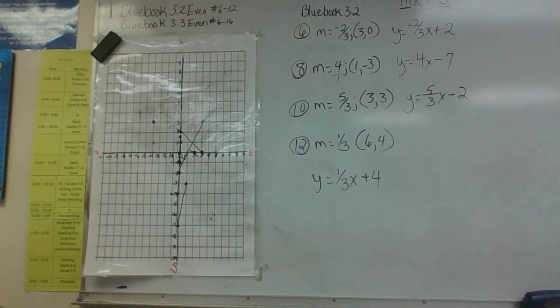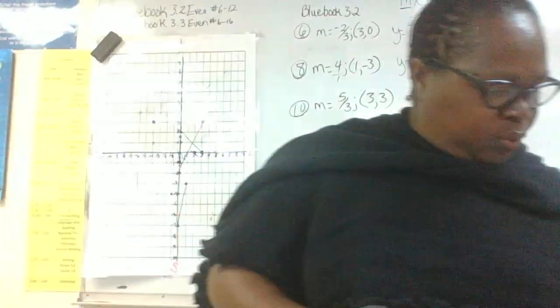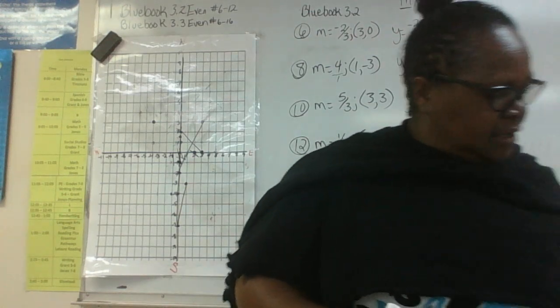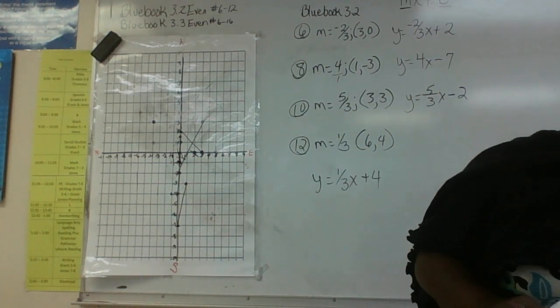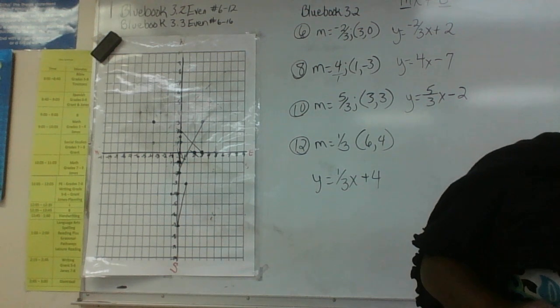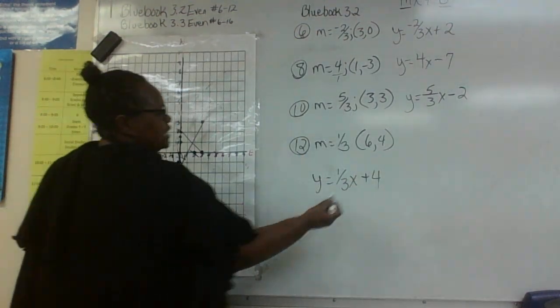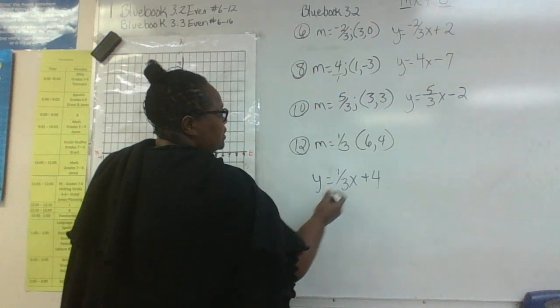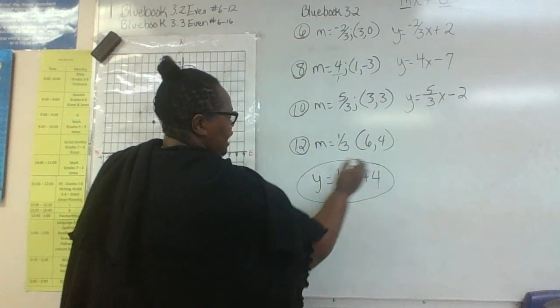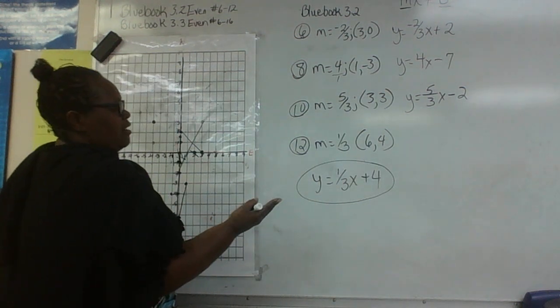Let's move on to number 12. On number 12, it says, describe and correct the error in writing an equation of the line with a slope of 1/3 that passes through the point 6, 4. This is what the student wrote, and they want us to discover what is the error.